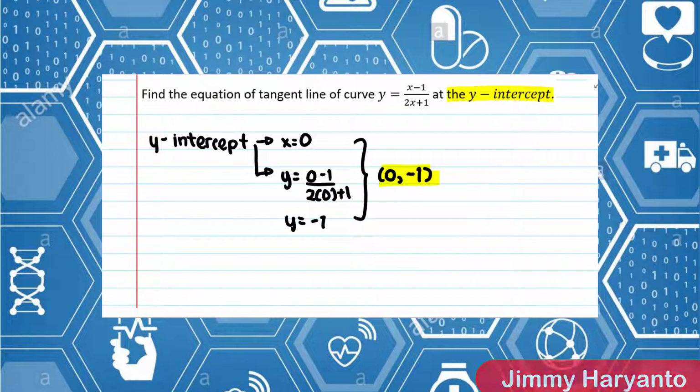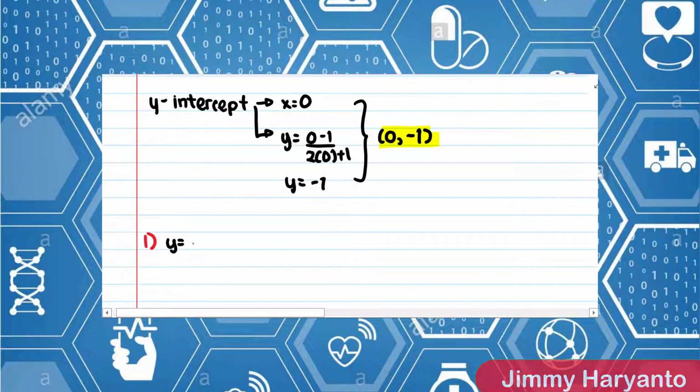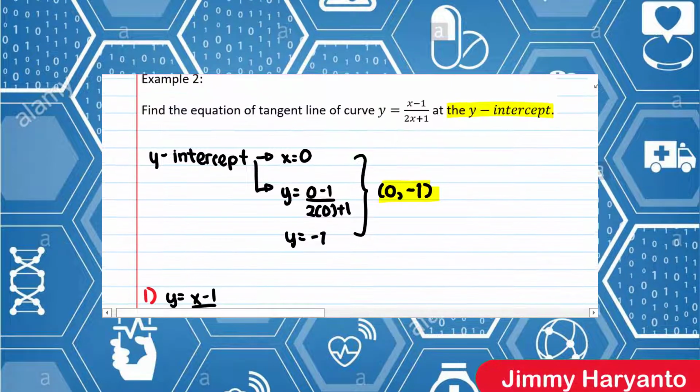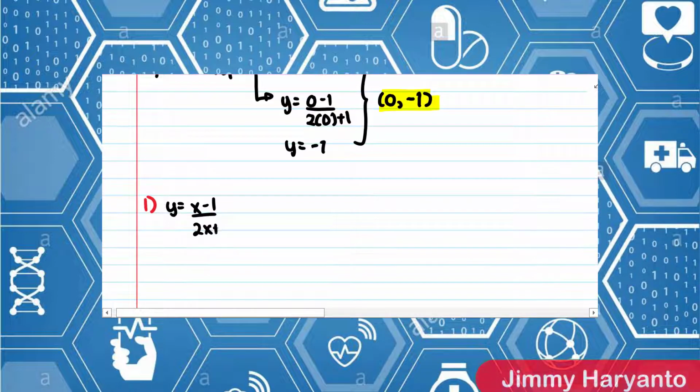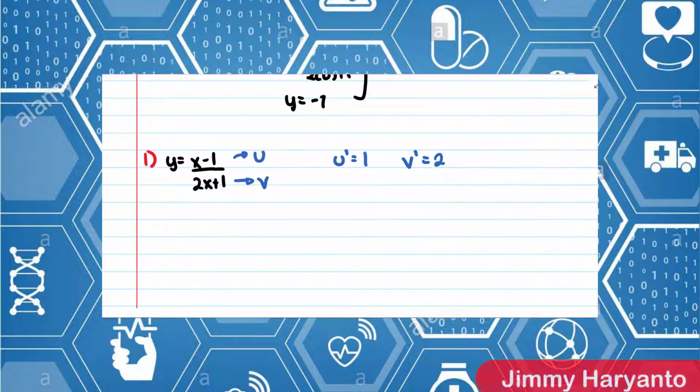So next will be the first step. The first step is to find y prime. For y prime, we have x minus 1 over 2x plus 1. As you can see, we have a division right here, which means we have to use u over v. u prime equals 1. I will not explain this again, so I hope that you already know how to differentiate u and v.